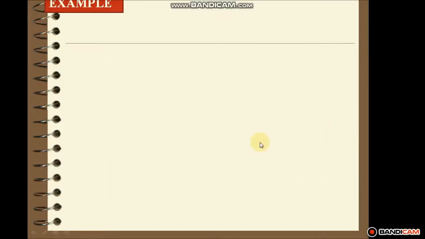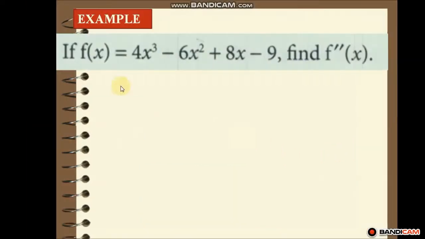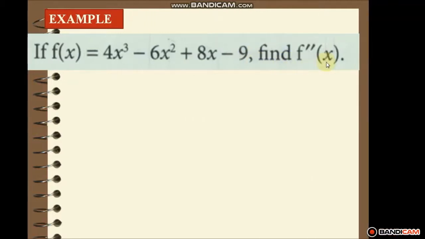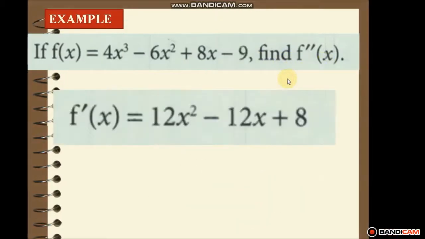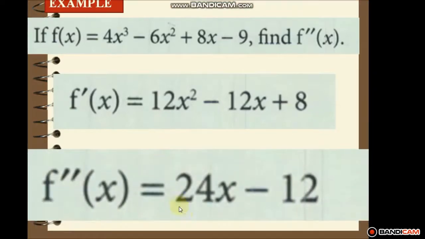Next example, our function is equal to 4x to the power of 3 minus 6x squared plus 8x minus 9. Find the second derivative. The first derivative will be 12x squared minus 12x plus 8. And let's find the second derivative. This one will be 24x minus 12.